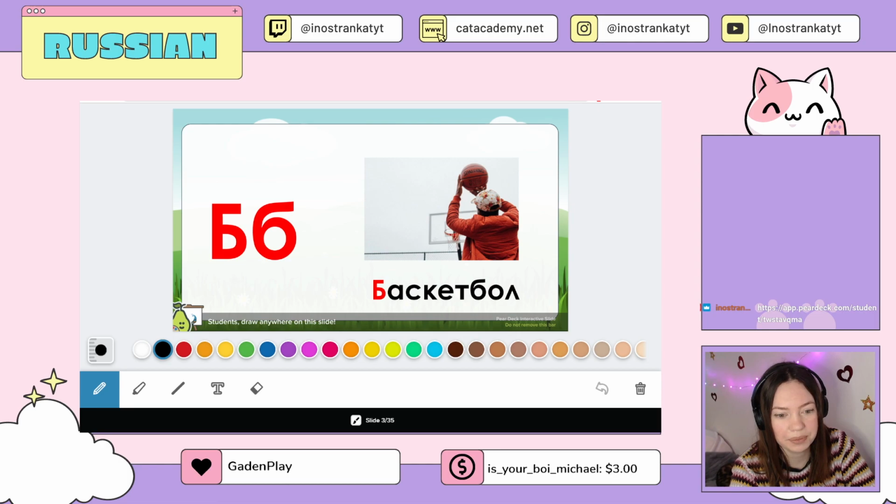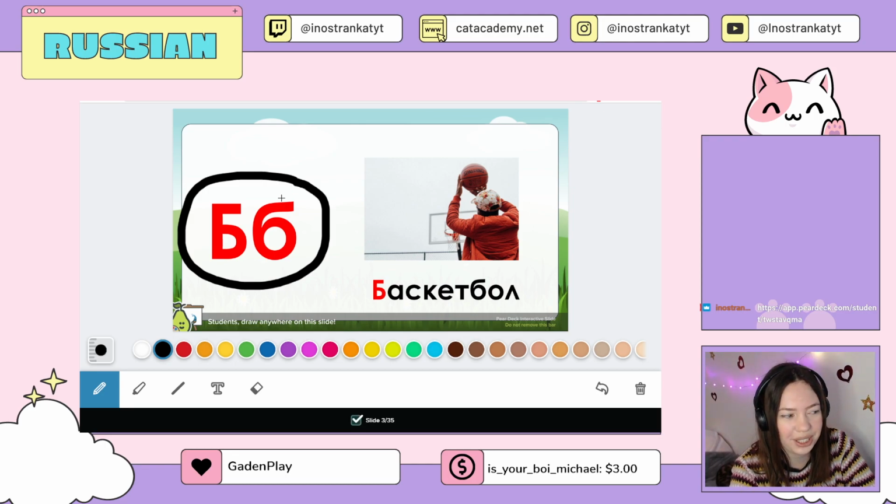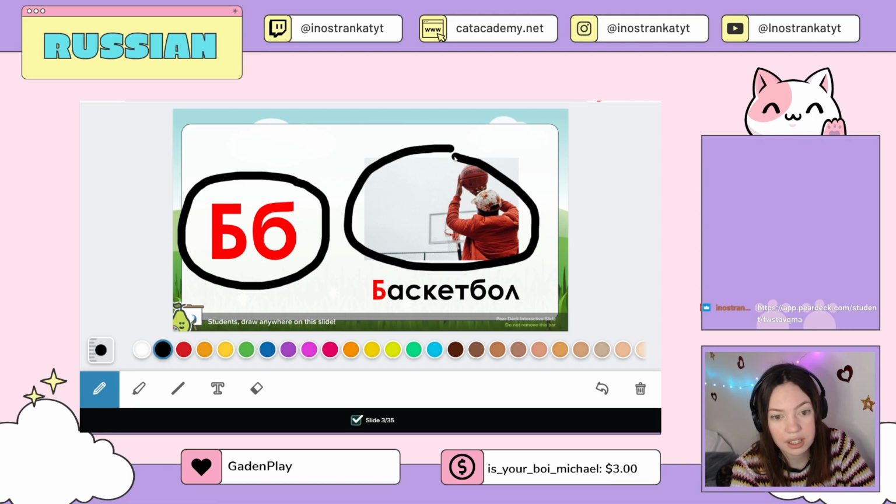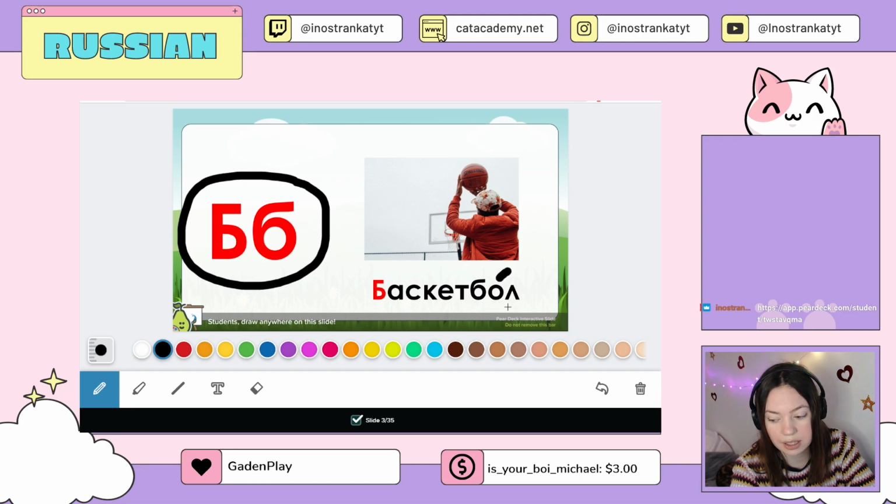Let's go to the next one and see if you can guess the pronunciation of this bukva. So maybe if you just look at this bukva by itself, it may look strange or unusual, maybe even funny. But if you look at the picture that represents the word that begins with this bukva, it should be quite easy. So what type of sport is it? In English we say basketball. In Russian we say basketball. Again, we're stressing the last syllable.